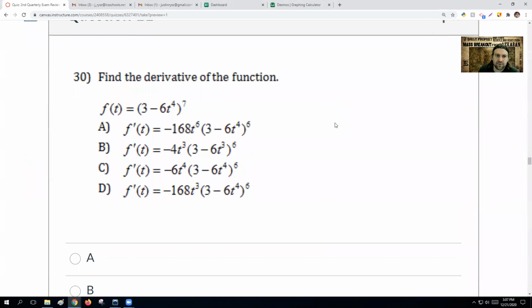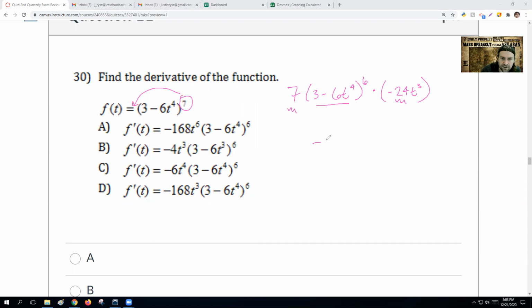All right, next chain rule problem. All right, piece of cake chain rule, because something to the 7th power would be 7 of that something to the 6th power, and then we'll times by the derivative of the inside. The derivative of the 3 goes away, it'll be a negative. What is that? 6 times 4, that's 24t to the 3rd power. So we can multiply this 7 times negative 24, and grab a calculator because I'm feeling kind of lazy today.